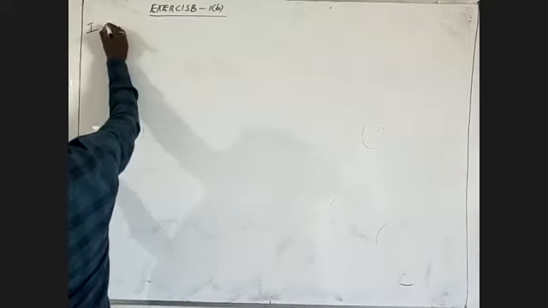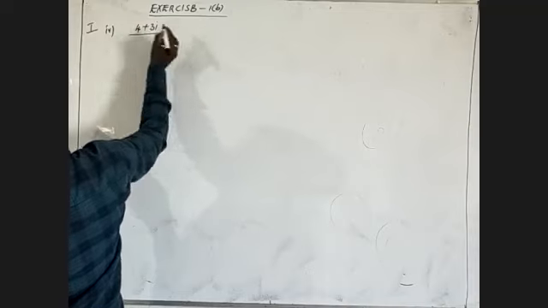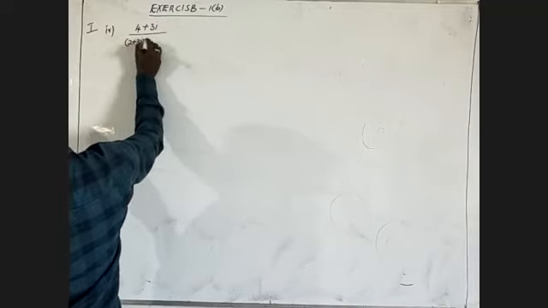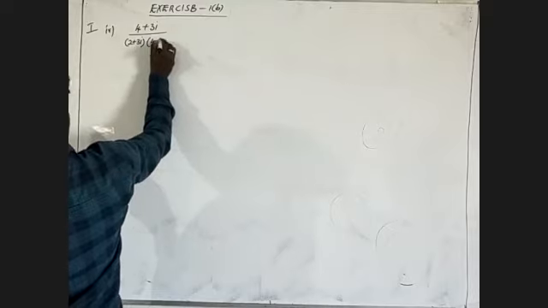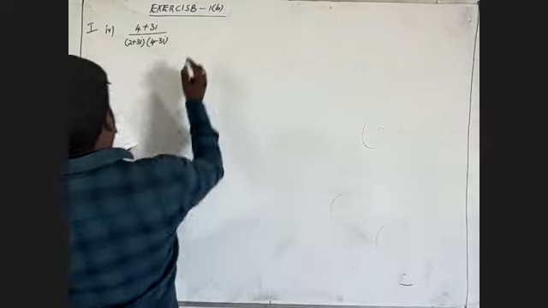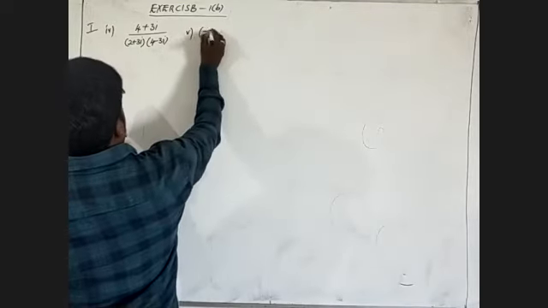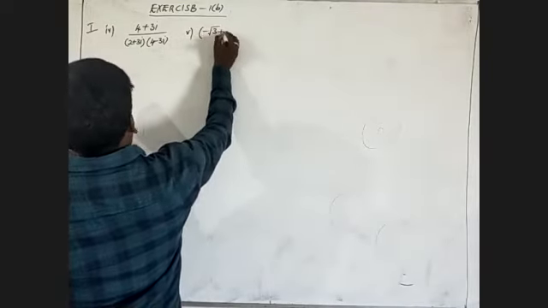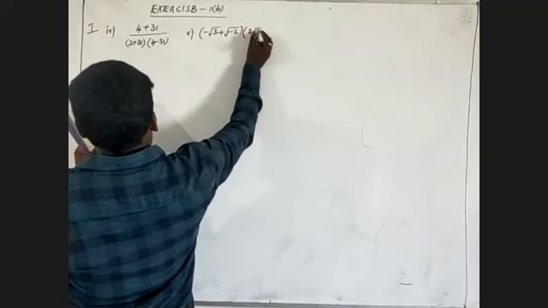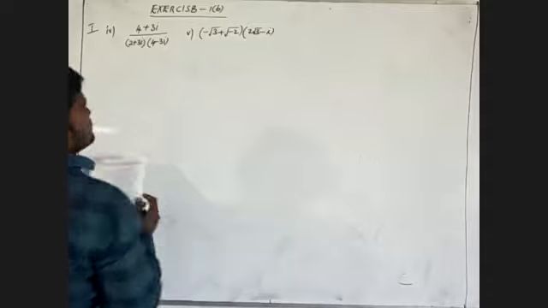Question: the problem to be completed now. I am going to ask for problem 3. 4 plus 3i by 2 plus 3i into 4 minus 3i. After that, this one is minus 3 plus root of minus 2 into 2 root 3 minus i.